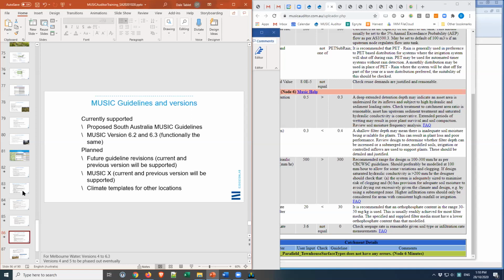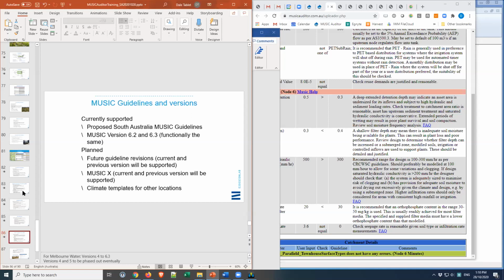Other plans and intentions. So I guess firstly, for anyone that's not aware, eWater have released Music X, which is the next version of Music. It's nominally up for production. It's out of beta. It's available for people to access and use. It's based on the source platform. It implements everything within it that was in version 6.3 pretty much. There's a couple of exceptions, but it's got most of the functionality.